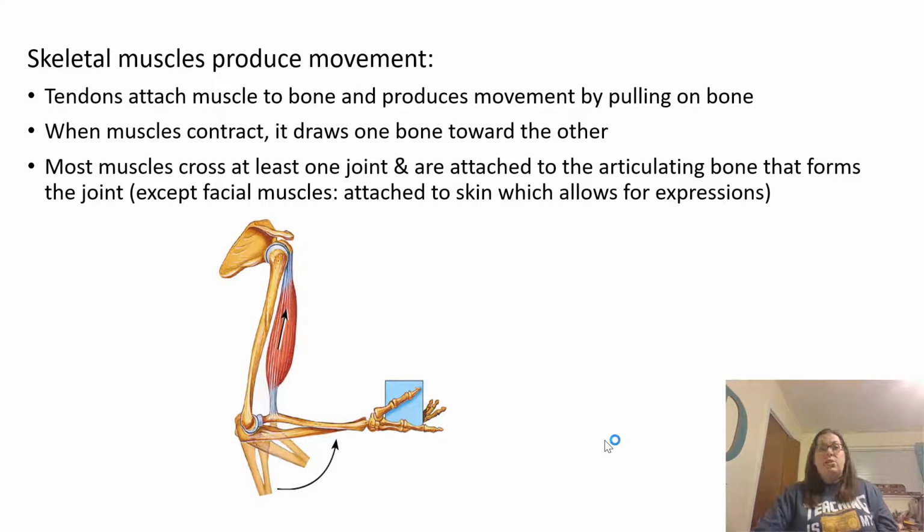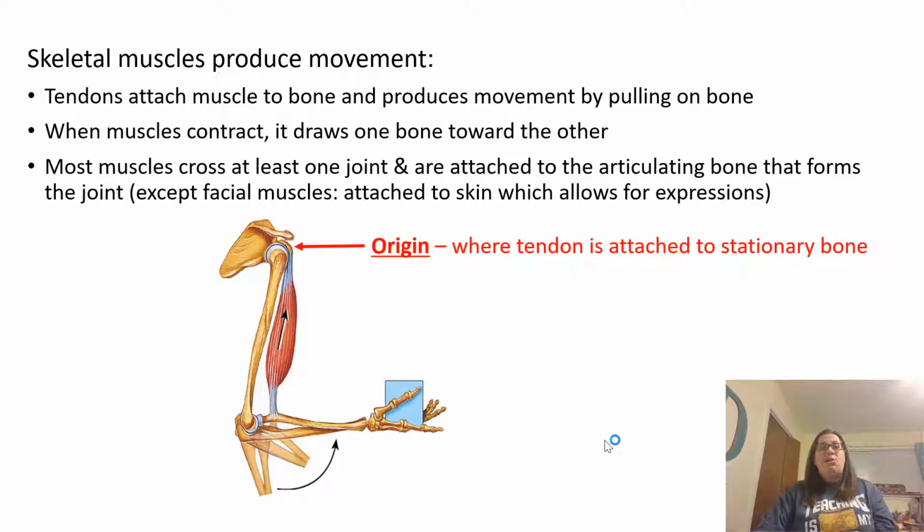So let's look at the skeletal muscles and how they produce movement. So guys, tendons are going to attach the muscles to bone, and this helps produce the movement by pulling on a bone. When muscles contract, it draws one bone towards another bone. Most muscles cross at least one joint and are attached to the articulating bone that forms the joint. Now, there is an exception, because when we talk about your facial muscles, they're actually just attached to your skin, not to other bones. Okay, and they are going to allow for expressions to take place. But most muscles, besides the facial muscles, are going to cross a joint.